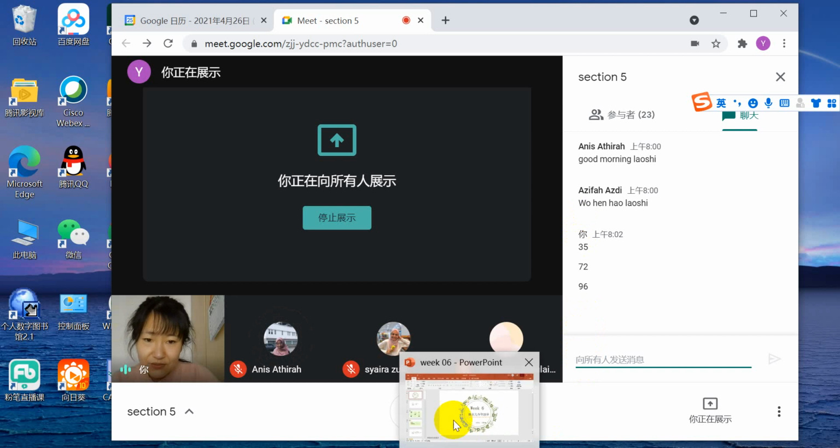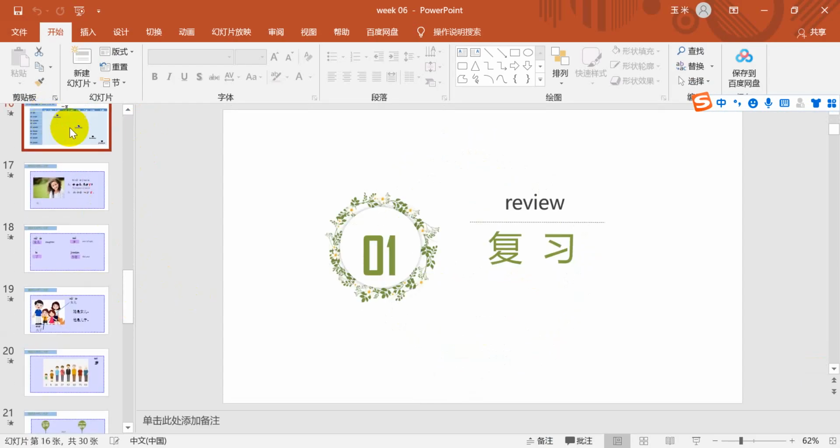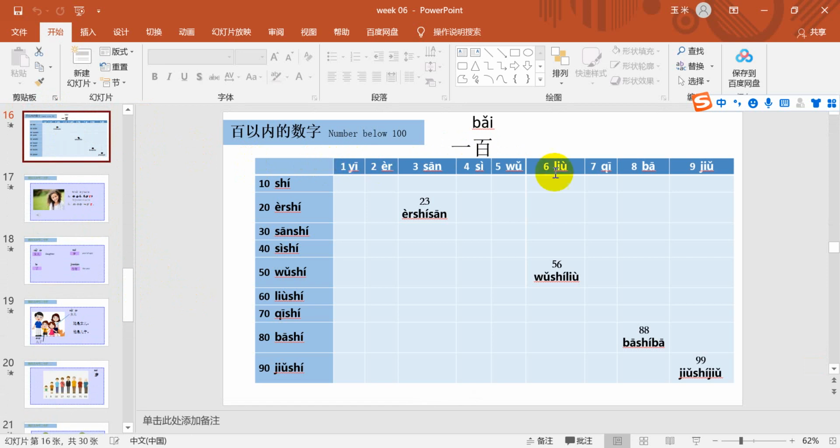Now we will say the tens first, and then this line. For the tens: 10, 20, 30, 40, 50, 60, 70, 80, 90. And then 1, 2, 3, 4, 5, 6, 7, 8, 9.